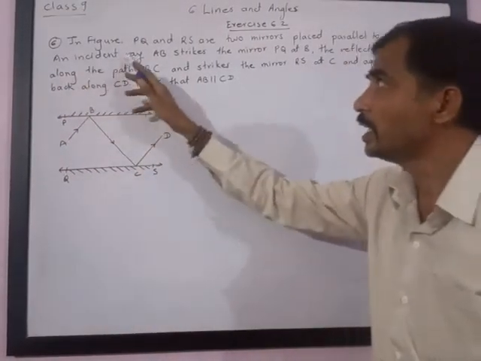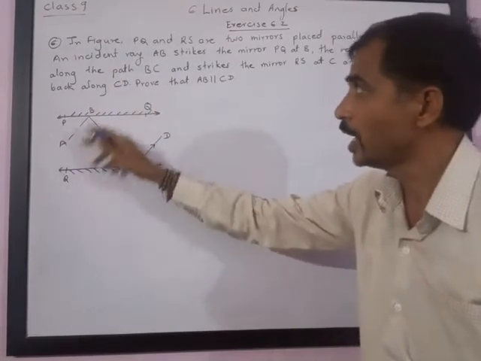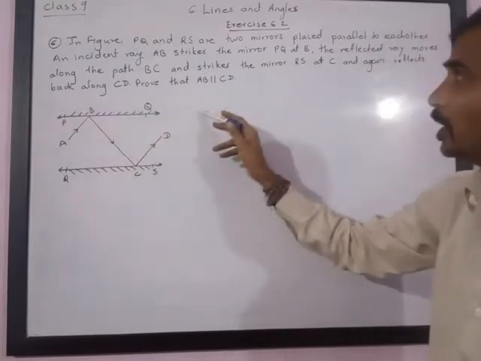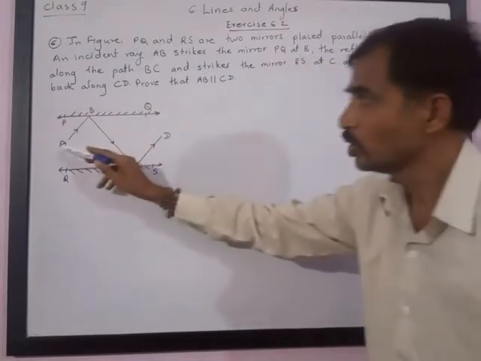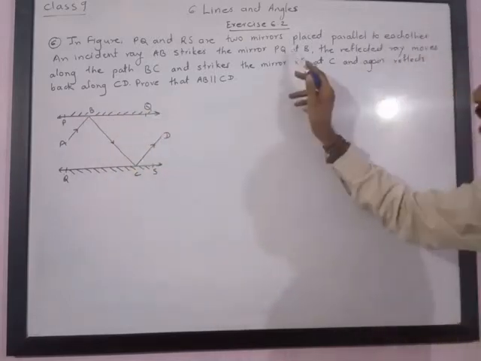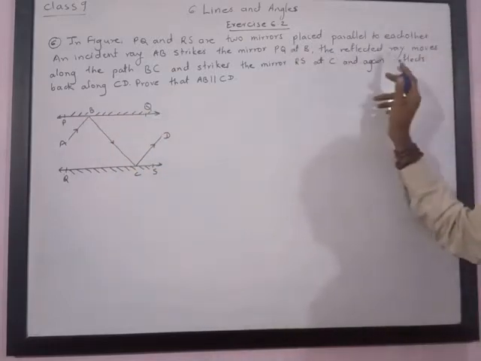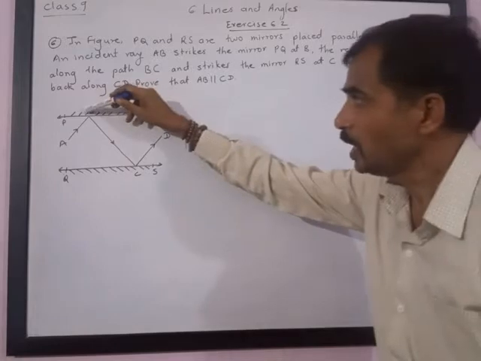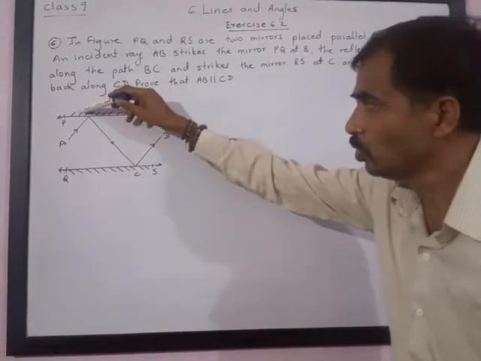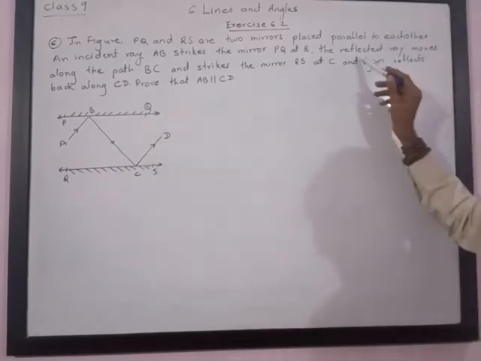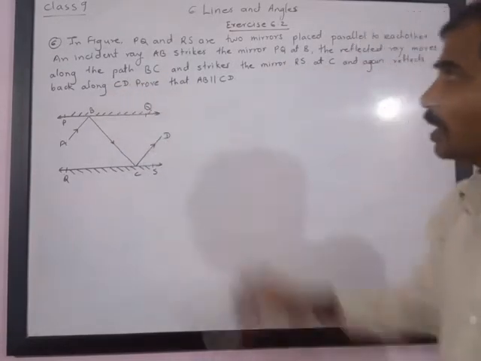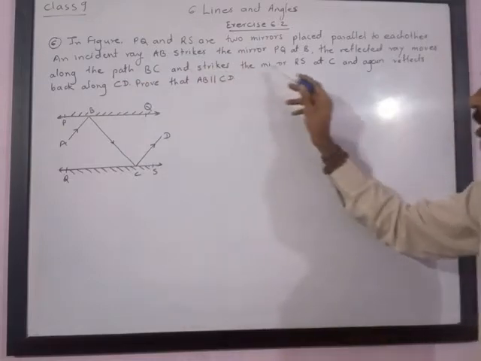And the incident ray AB strikes the mirror PQ at point B. This is what is given. Next is the reflected ray. At B, since it is a mirror, the ray will get reflected and it will move along the path BC, and strikes the mirror RS.